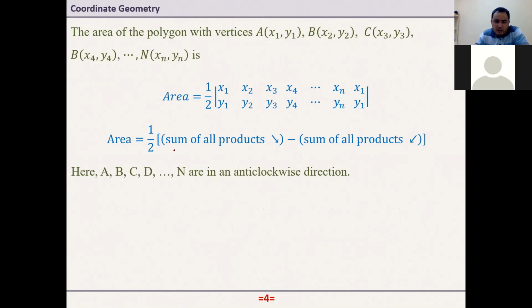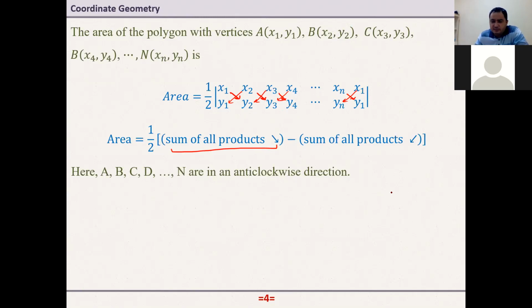Here we have 1 over 2 times the sum of all products sloping down in this direction. That means here we have x1 y2, x2 y3, x3 y4, the sum of all products. This arrowhead means we mean this thing. And here we have x sub n, and the last one is the first point. Minus the sum of all products in this direction. That means it is here and here and here. This is how you should understand this formula.